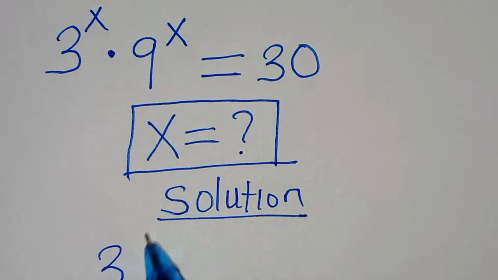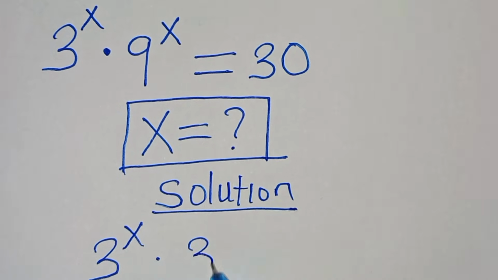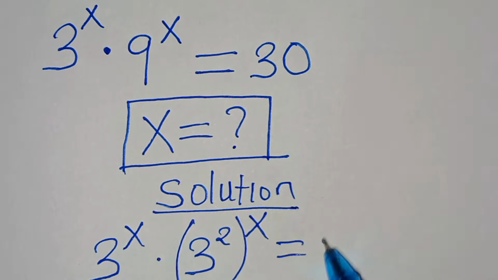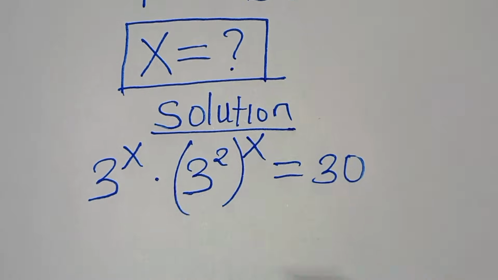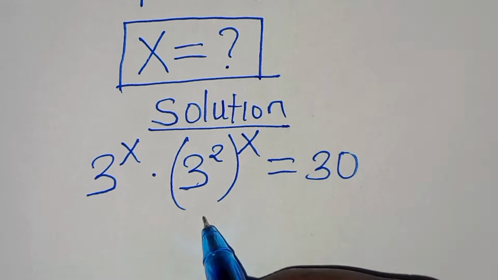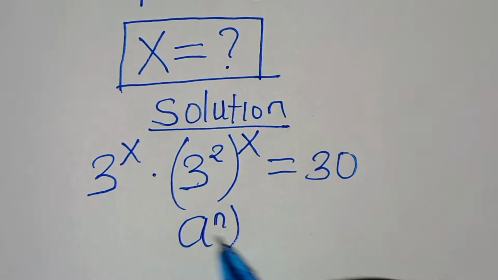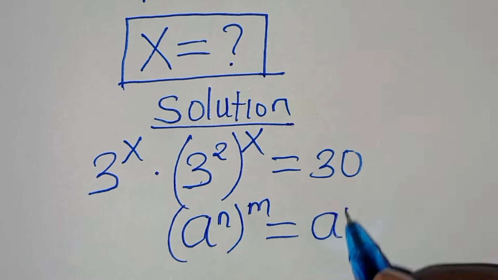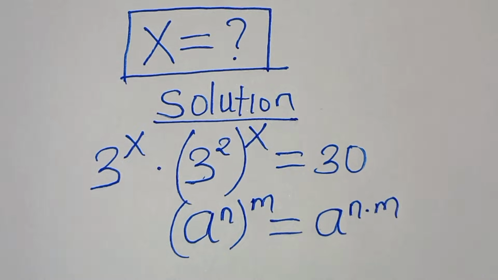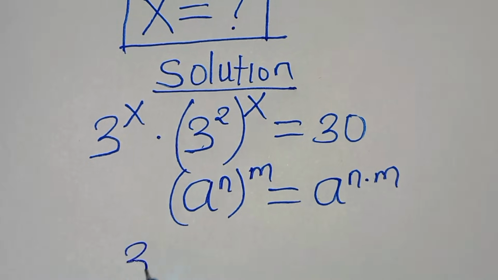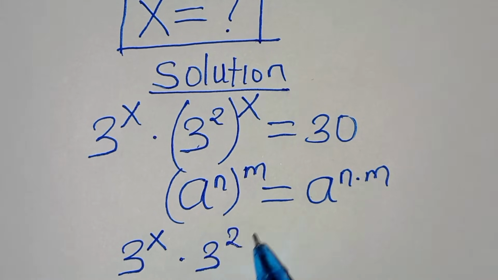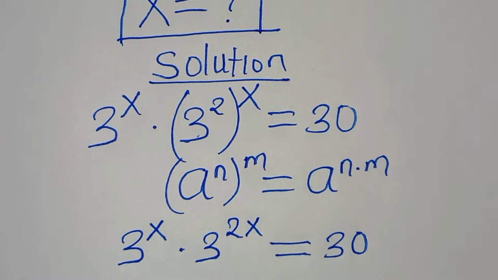This is 3 to the power of x times 9, which is 3 to the power of 2, raised to the power of x, this is equal to 30. 3 to the power of 2 to the power of x, this is in the form of a to the power of n raised to the power of m, which we can express as a to the power of n multiplied by m. So this is 3 to the power of x multiplied by 3 to the power of 2x. This is equal to 30.